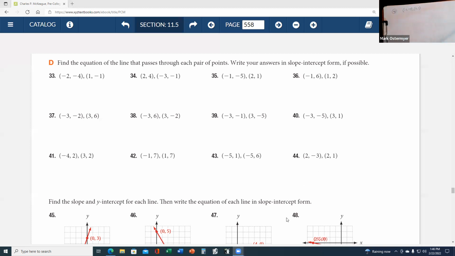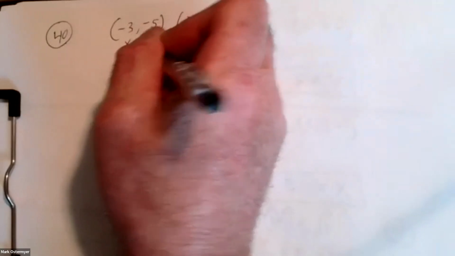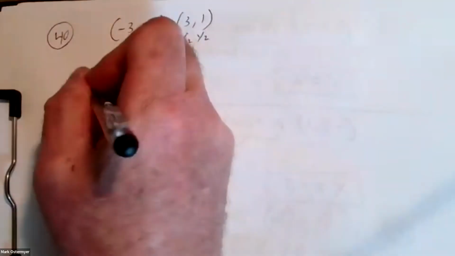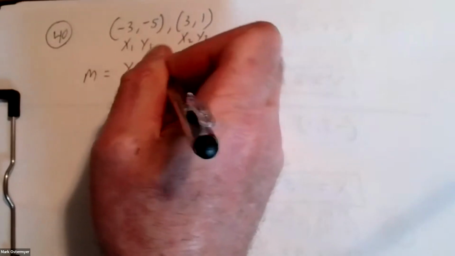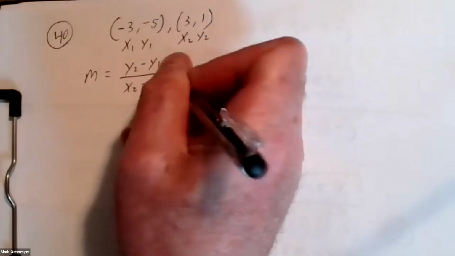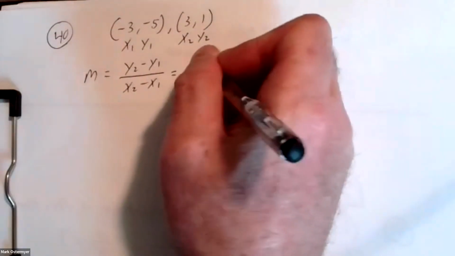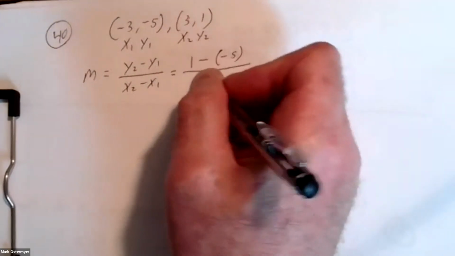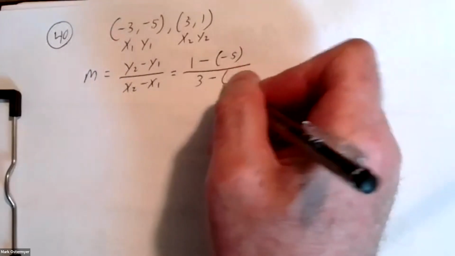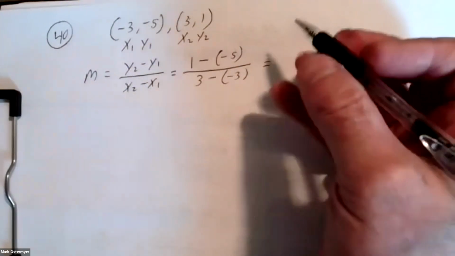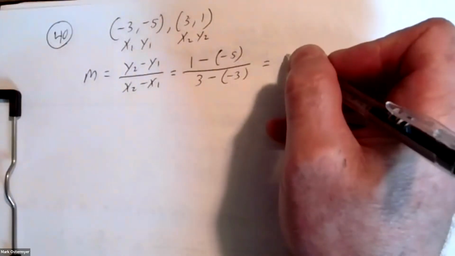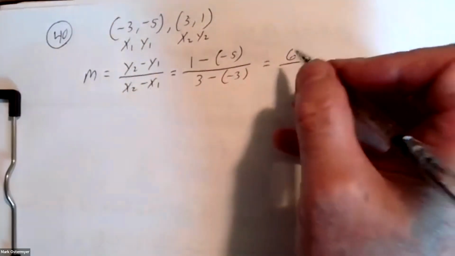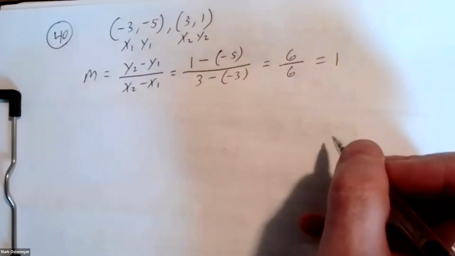All right, now in number 40, they give us 2 points that lie on a line, and they want us to write the equation of this line here. To do that, we have to first find the slope of the line. So I'm going to call this my first point, this is my second point. Hence, I'm going to use my slope formula now to crank out the slope of this line. y sub 2 takes on the value of 1 minus y sub 1 takes on the value of -5 over x sub 2 takes on the value of 3 minus x sub 1 takes on the value of -3. Just be careful of your signs when working with the slope formula. 1 subtract the -5 is 1 plus 5, which is 6. 3 subtract the -3 is 3 plus 3 is 6. We get a slope of 1 again.